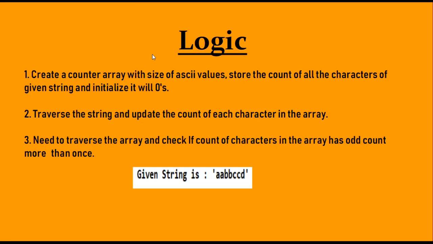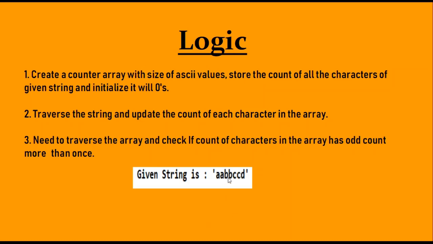Firstly, we are taking a counter array with the size of the ASCII values. You might already be aware that the ASCII values range from 0 to 255, right? And we store the count of all the characters of the given string. Simply, we are taking a counter array and initializing it with zeros. Initially, all the positions would be zeros.